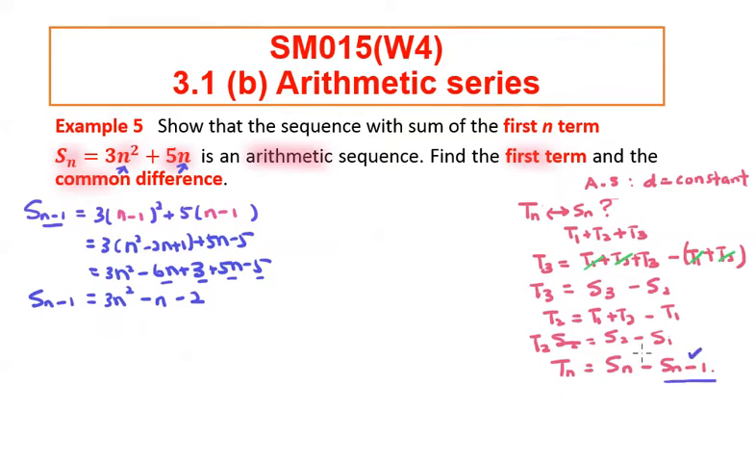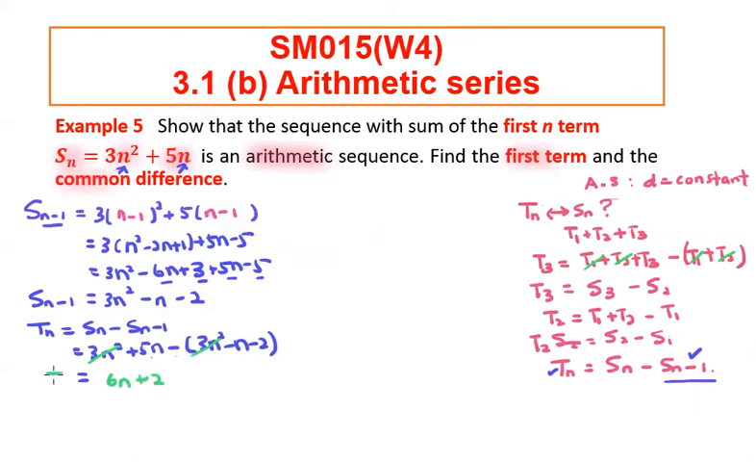So from Sn minus 1, we can find Tn. Tn is equal to Sn minus Sn minus 1, which is 3n squared plus 5n minus 3n squared minus n minus 2. By simplifying the right hand side, 3n squared minus 3n squared, 5n minus n, we have 6n, and minus 10 minus 2. 6n plus 2. This is Tn. So we have our Tn already.